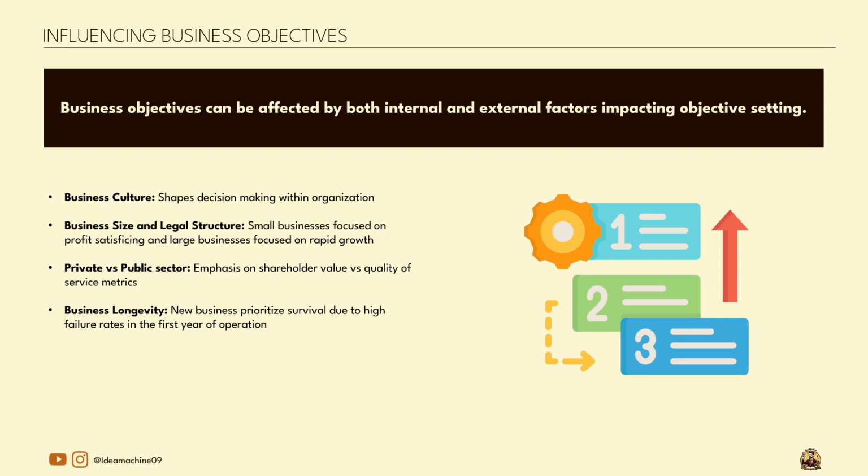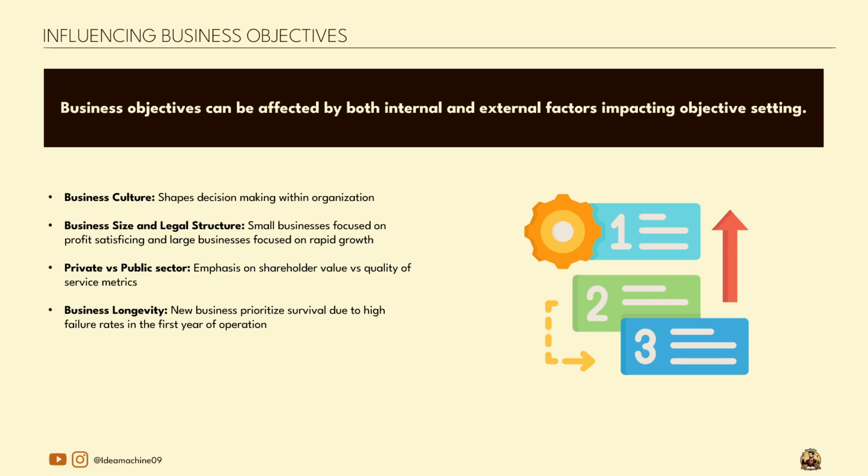Now we'll quickly go over some factors that influence business objectives as well. Business objectives are affected by both internal and external factors. So to quickly talk about what are some of the common ones that affect it, we'll just quickly run through them. First one being business culture, which shapes the decision making within an organization. Let's say your culture is more formal, then your goals would be according. Let's say your culture is more casual, then the goals would be around that.